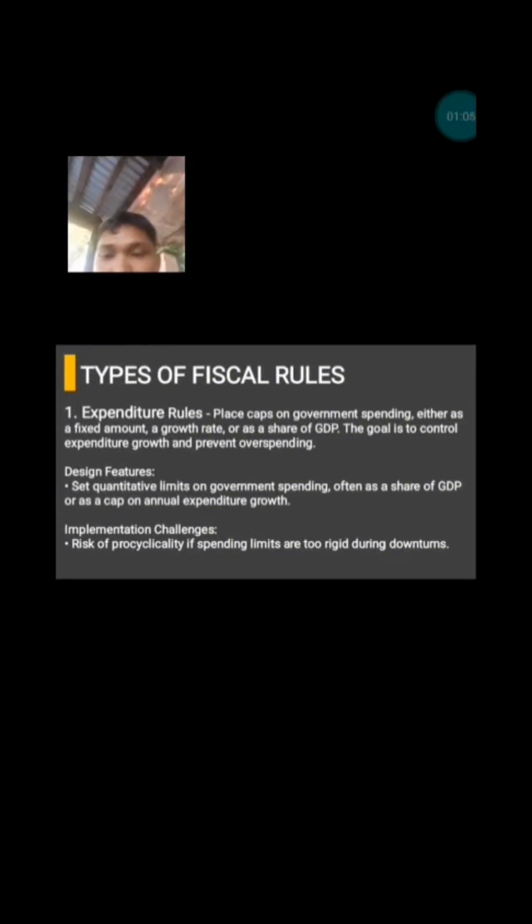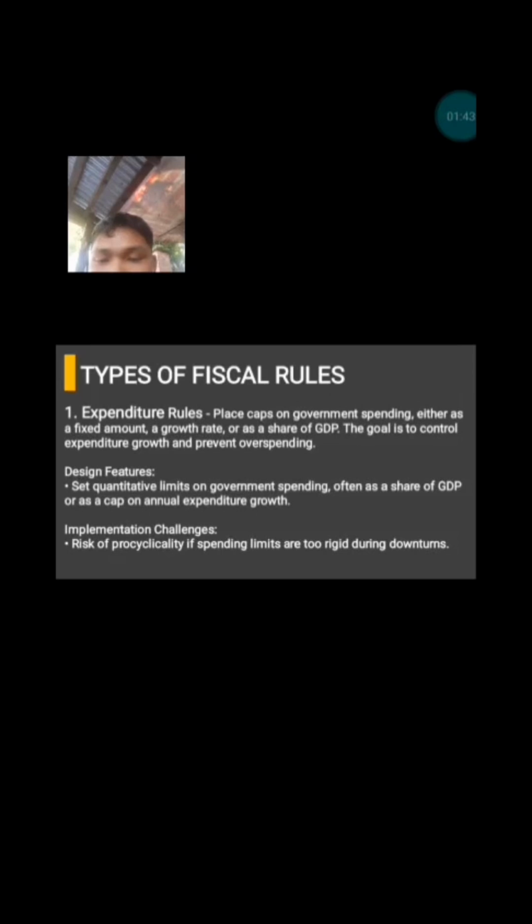Types of fiscal rules. Expenditure rules place caps on government spending, either as a fixed amount, as growth rates, or as a share of GDP. The goal is to control expenditure growth and prevent overspending. Design features set quantitative limits on government spending, often as a share of GDP or as a cap on annual expenditure growth.